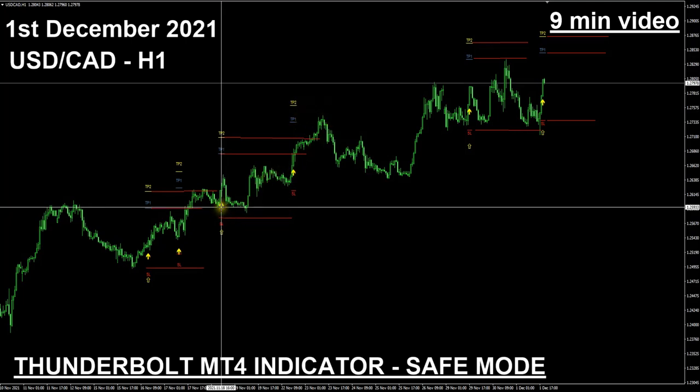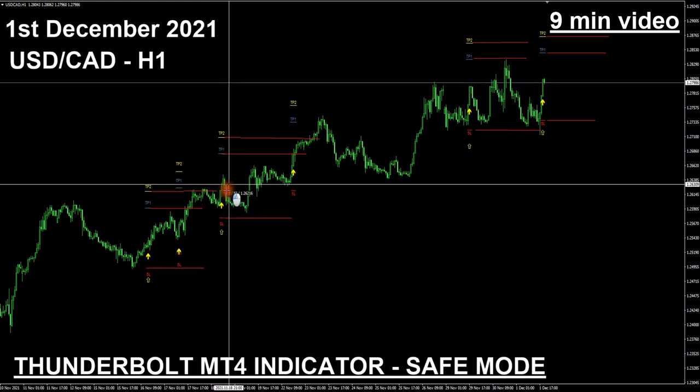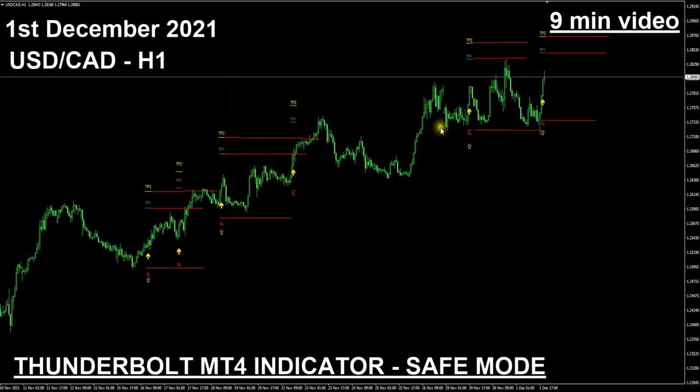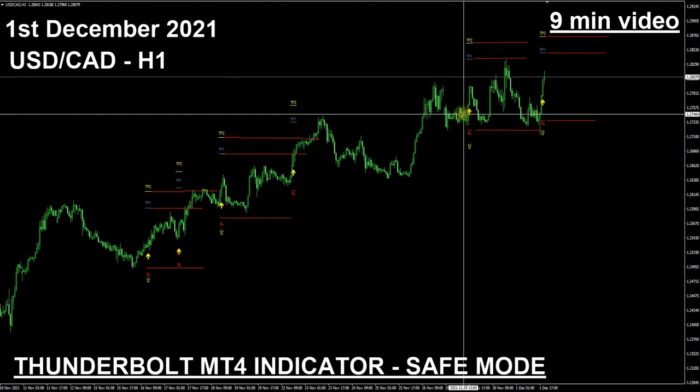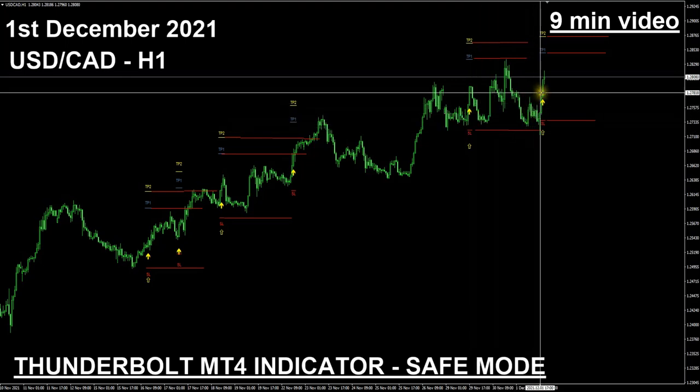The way this trade happened is it went a little bit in your favour, came back, nearly hit your stop loss, it hit your take profit 1 and carried on to your take profit 2 of 75 pips. This one here was break even, and this one here is currently running.